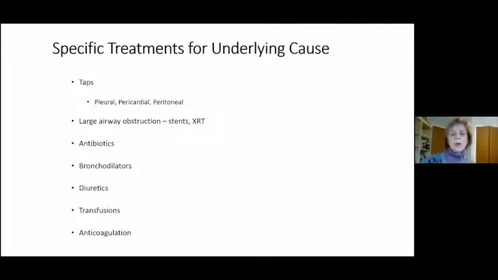If the person has a blockage in a large airway, depending on what you can do in your setting, XRT is radiation. Sometimes that can be extremely helpful. Occasionally stents can be placed, sort of tubes. That's pretty specialized. If the person has pneumonia and it's appropriate to treat, use antibiotics, use bronchodilators for people with COPD, diuretics for people who are in heart failure, transfusions if appropriate for anemia, anticoagulation if appropriate for blood clots to the lungs. So treat what is appropriate to treat regarding the underlying cause.